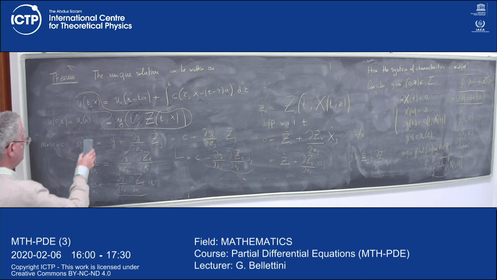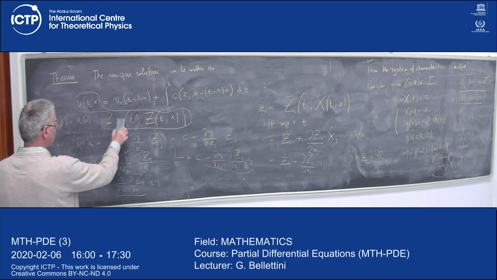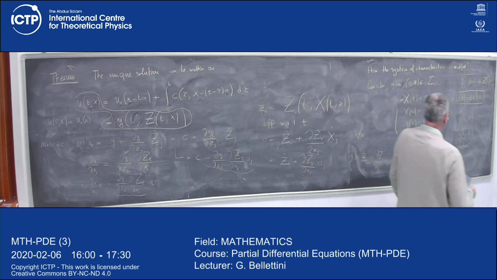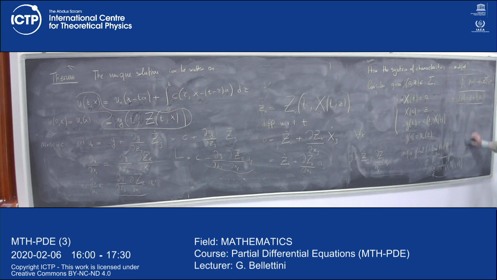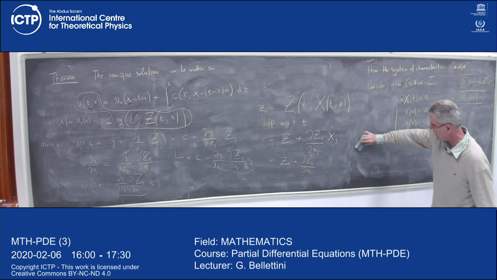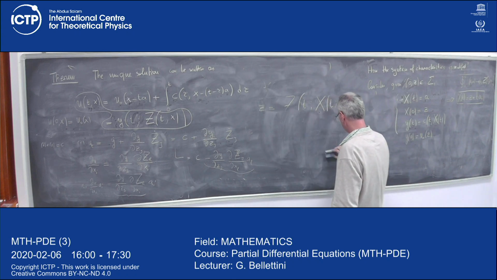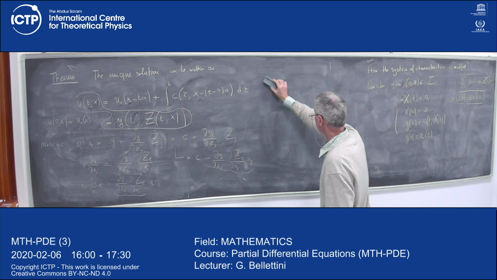So we have shown that if I write u this way, it is a solution. Now we have to prove that necessarily any solution must be of that form. And this we can argue like we did in the homogeneous case. Okay.